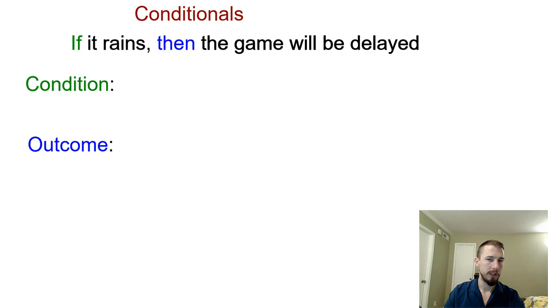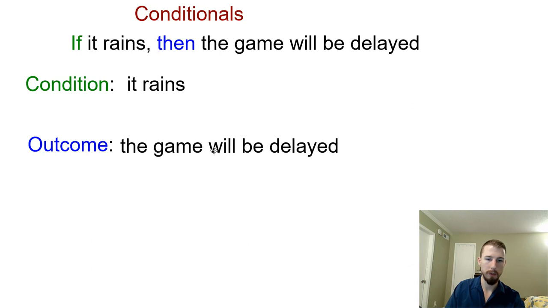Alright, so let's go ahead and get right into it. Conditional statements. So this is an example of a conditional statement. Conditional statements have conditions to them. For instance, if we say, if it rains, then the game will be delayed. So it's kind of like cause and effect. So the condition is that it rains, and then the outcome in that case would be that the game is delayed.